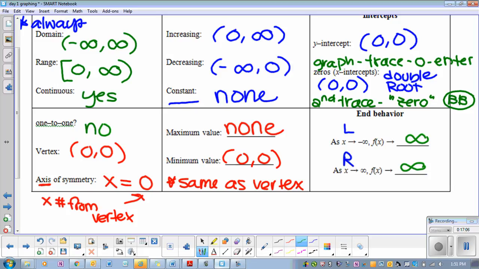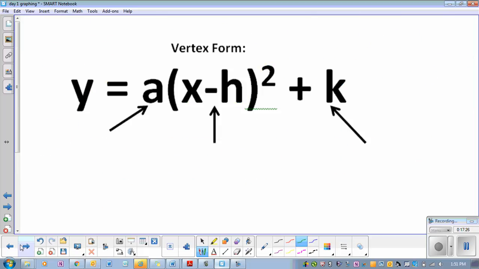Are they ever going to do different things? No, because a parabola is U-shaped, right? So it's either they're both going up or they're flipped, so they're both going down. Okay? All right, questions about this? Okay. Let's go on to the next page and let's talk about the vertex form.